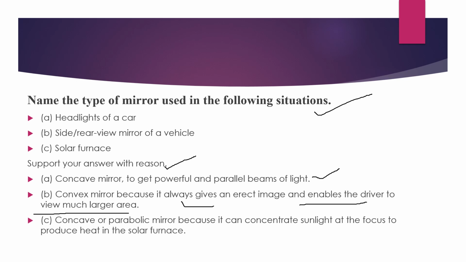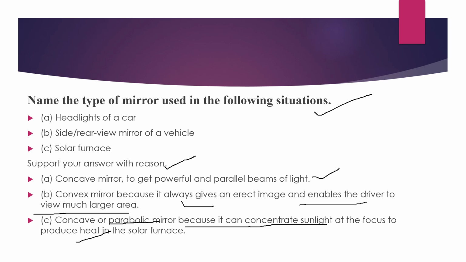Then in a solar furnace, we use a concave mirror. We can also call it a parabolic mirror, because it can concentrate the sunlight at the focus to produce heat in the solar furnace. These are the questions they keep asking repeatedly.